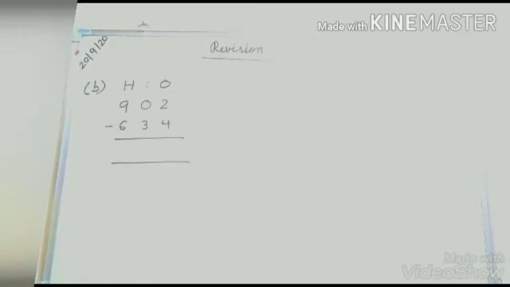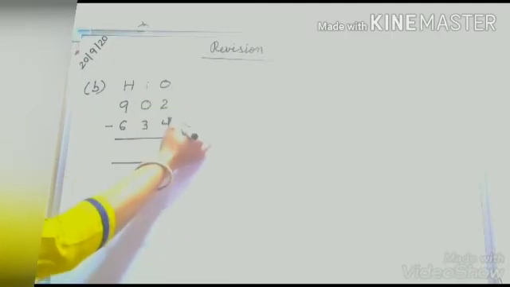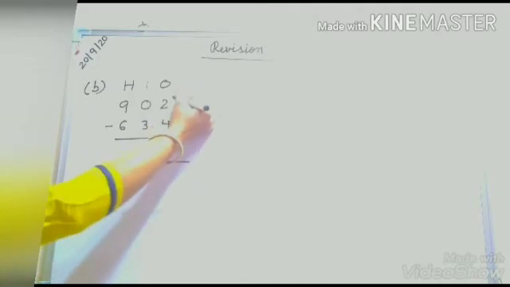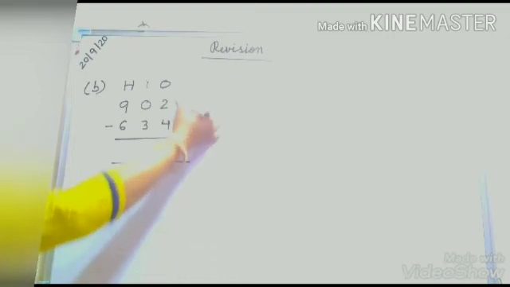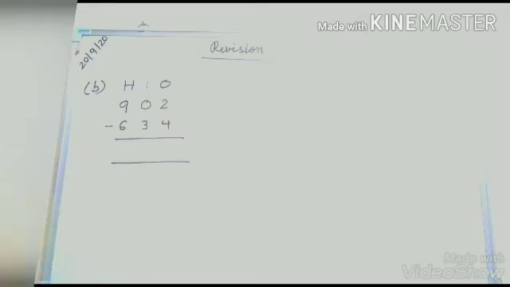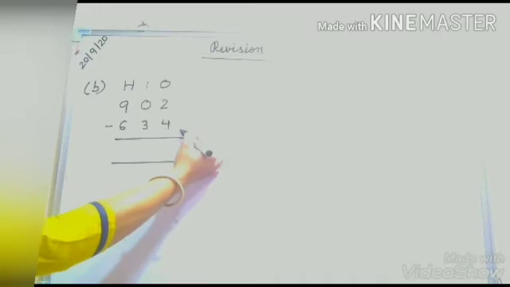Okay children, let's have another example of subtraction. This is the sign of subtraction. Okay, here you can see two numbers of 3 digits. First one is 902 and the second one is 634. So we start subtraction from the ones place digit. Here the upper one is 2 and the lower one is 4. So is subtraction possible? No, it is not possible, because in subtraction we always write the bigger number at top and the lower number at bottom.